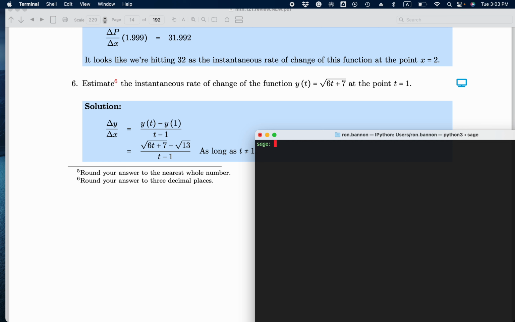Okay, let's type it in, reset. Again, we're just trying to learn how to use a computer. T is a variable, right? Y is a function of T. And what's the function going to be? It looks like the square root, sqrt, of 6 times t plus 7.